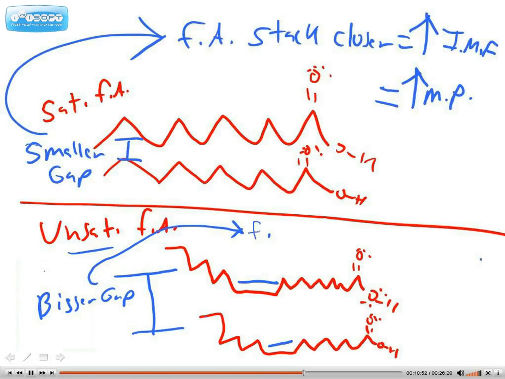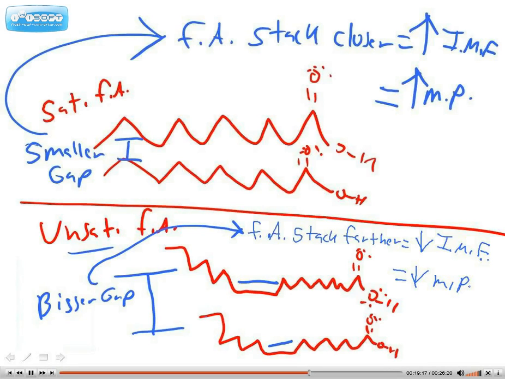So, with a bigger gap, the fatty acids stack farther away from each other. So therefore, due to a farther distance, they have lower intermolecular force attraction between each other. Consequently, they have an overall lower melting point.